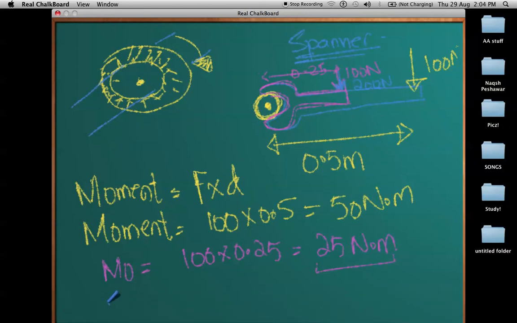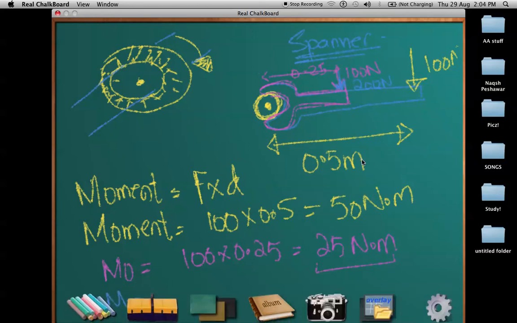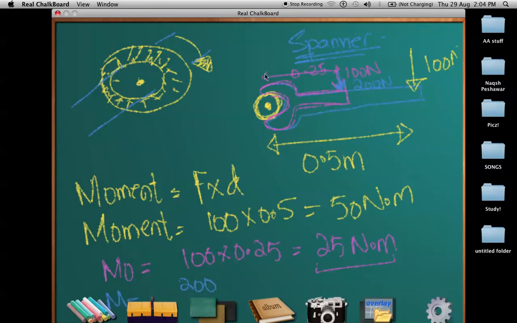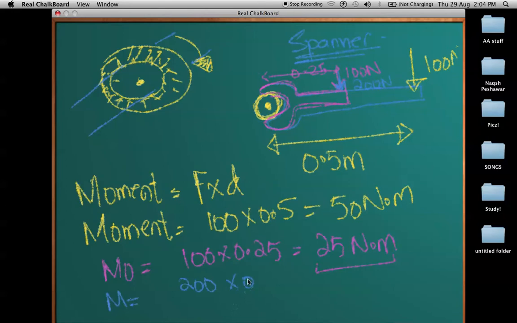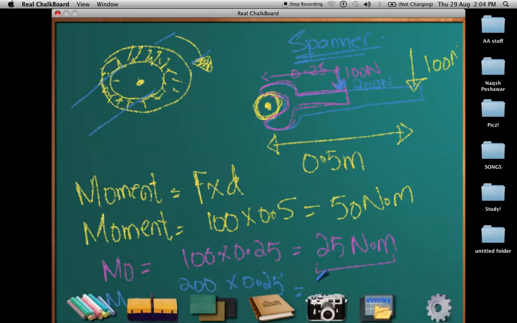then in that case, my moment or the turning effect, this is 200, the force that I am applying, and this is the distance, which is 0.25, again because it's a shorter spanner. Then in that case, this would give me 50 newton meters.